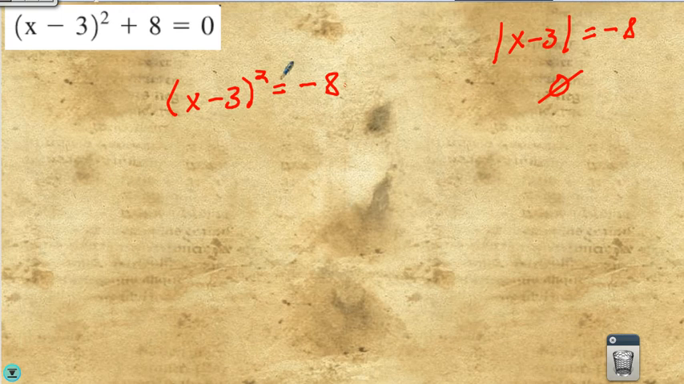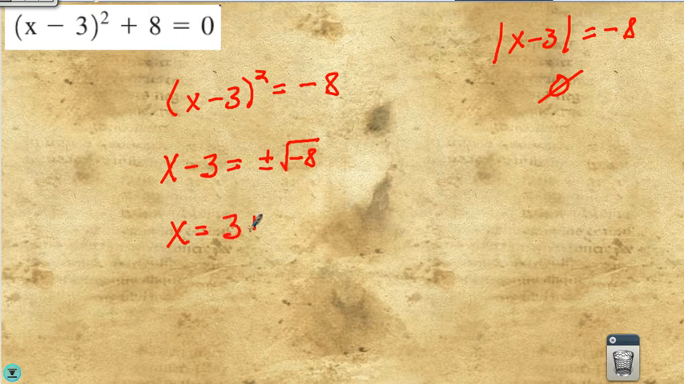So what we've got to do to get rid of a square is take the square root. That leaves me with x minus 3 equals positive or negative root negative 8. Go ahead and move the 3 over, then we'll clean it up. So x equals 3 plus or minus root negative 8. Let's come over to the side, the square root of negative 8. Let's go ahead and get the negative 1 out of it first. We're left with root 8.